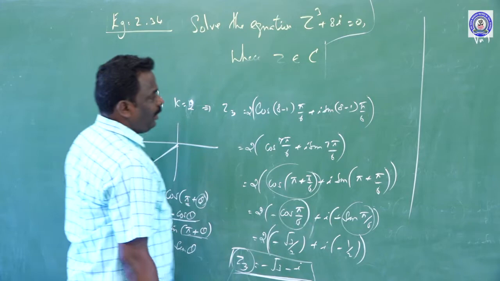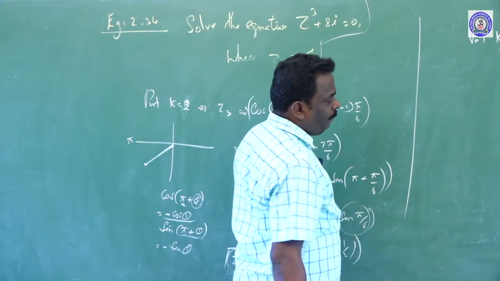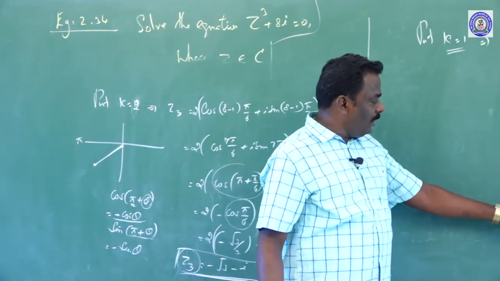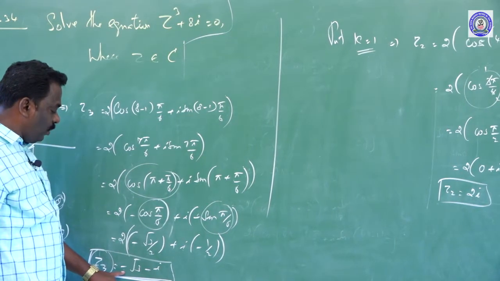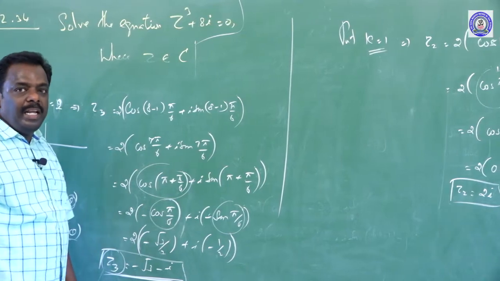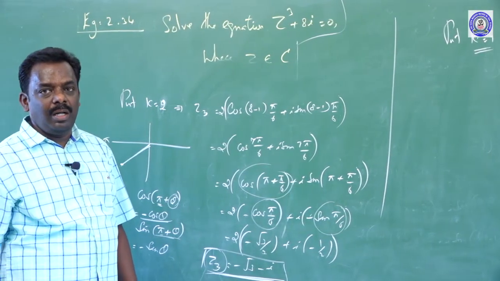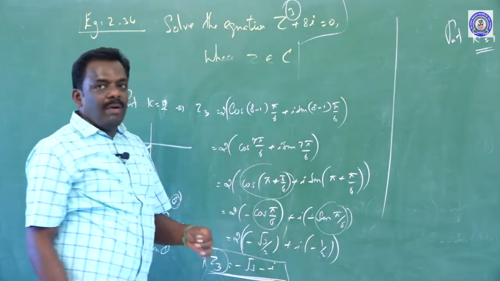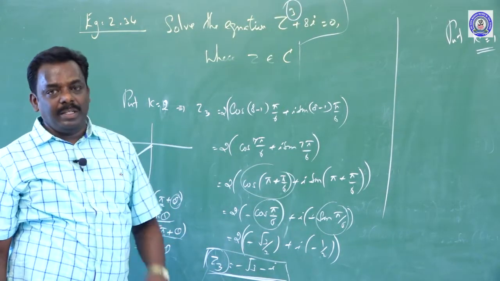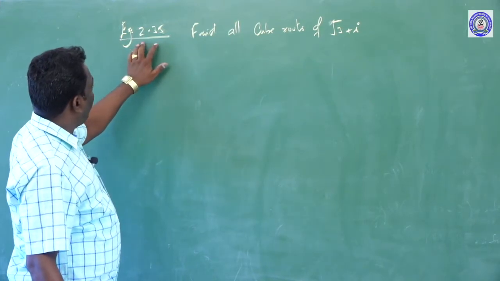What is the first complex number? That is the first complex number we obtained, and the second complex number is z2 equal to 2i, and the third complex number is z3 equal to minus root 3 minus i. So these are the 3 roots of the given polynomial, because the degree of the polynomial is 3, we have 3 different roots of this equation. See the next example, 2.35.